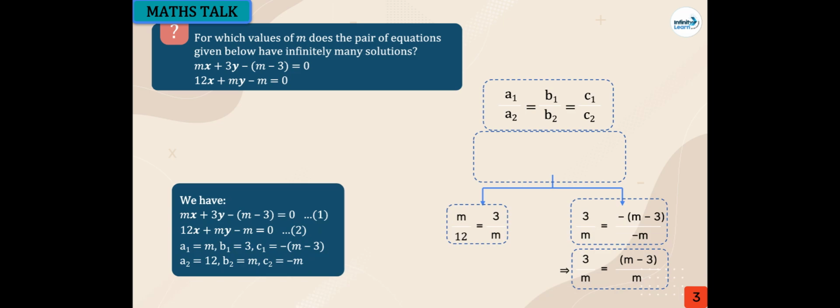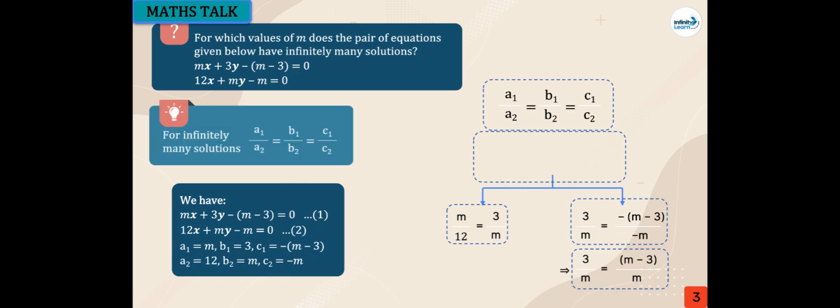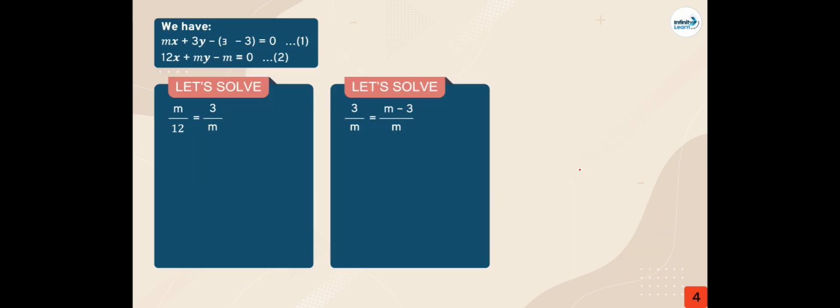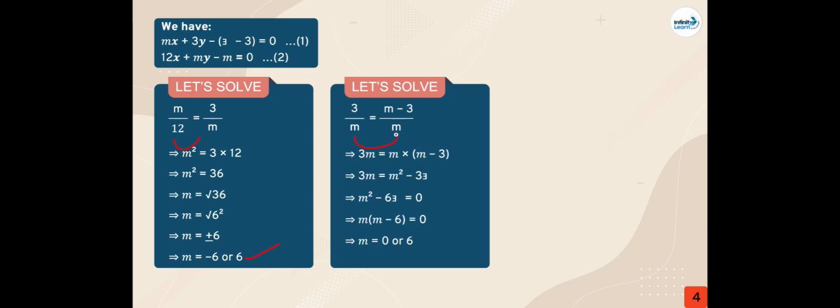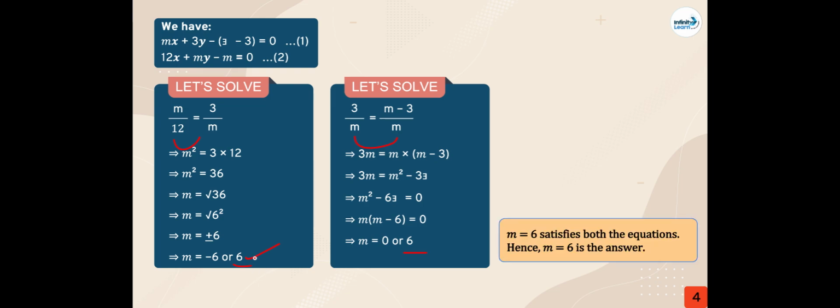Find the value of m for which the pair of linear equation has infinitely many solution. a1 upon a2, b1 upon b2, c1 upon c2, we wrote here. We will compare first two, then last two. On comparing the first two, a1 upon a2 and b1 upon b2, the value of m is plus minus 6. Comparing the last two, the value of m is 0 and 6. We are having 6 as a common value, therefore the value of m is 6.